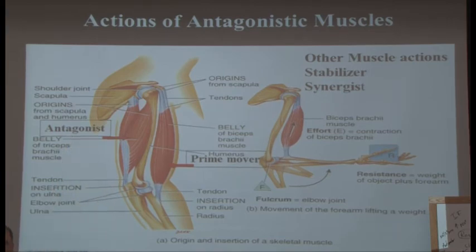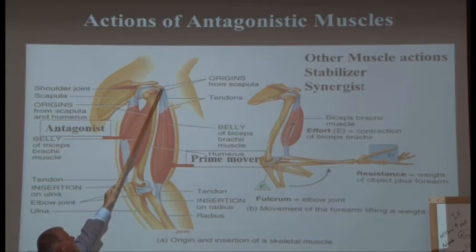And to create a movement, the prime mover and the synergist have to have a stronger contraction than the antagonist. Okay. So the biceps is actually attaching to the scapula.